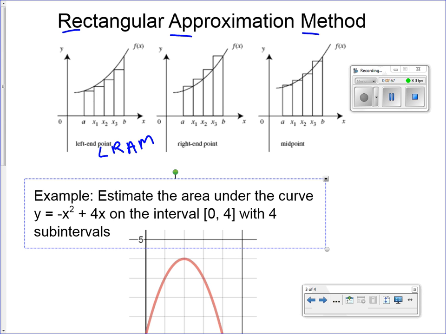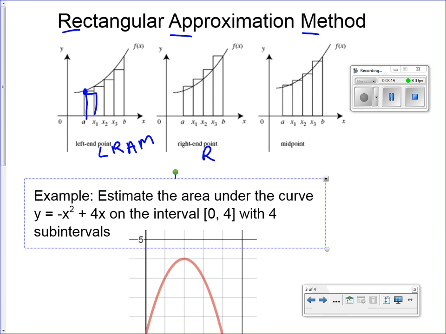And so what the LRAM does is we draw a bunch of rectangles under the curve where the left corner of the rectangle touches the curve. You can see that. And what we would do is we would find the area of all of those rectangles and we'd add them up and we would be approximating the area. I hope you can see that we'd be a little under because those rectangles don't quite cover the curve.